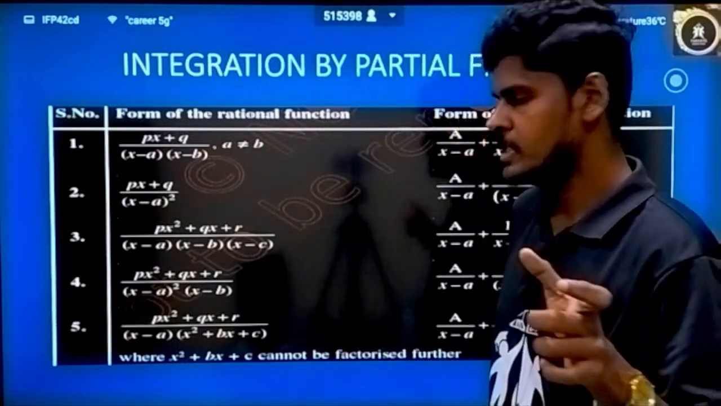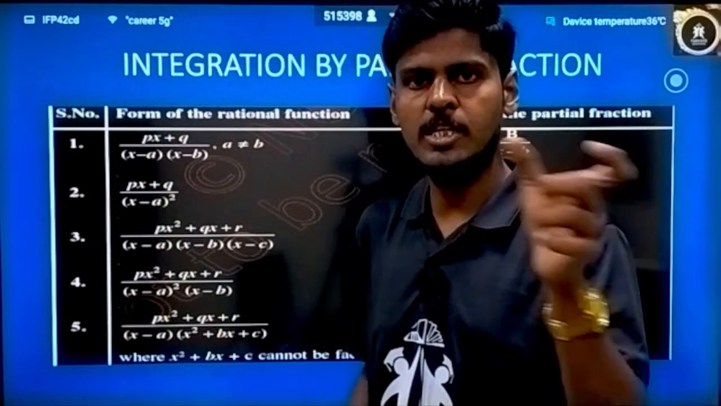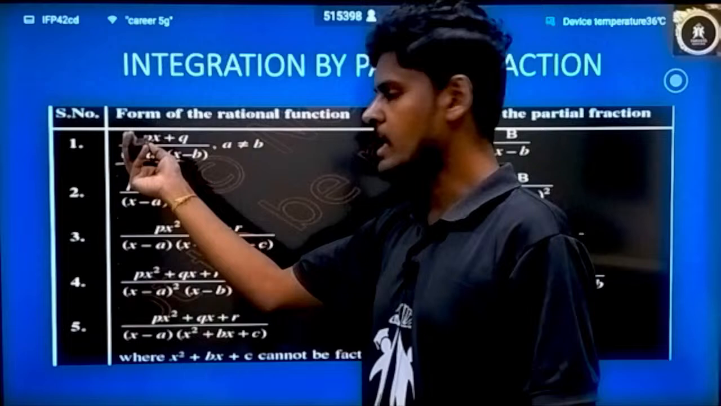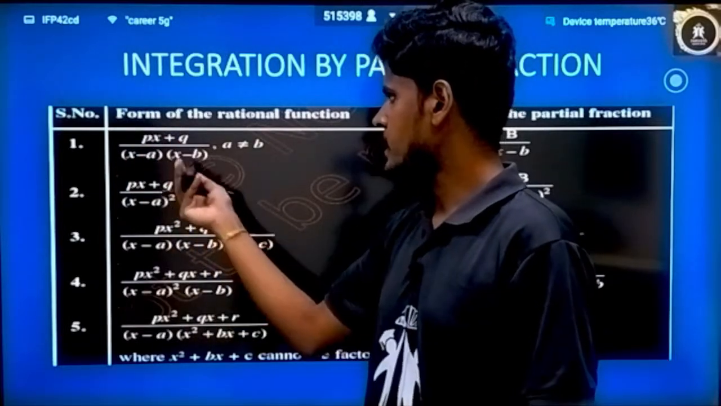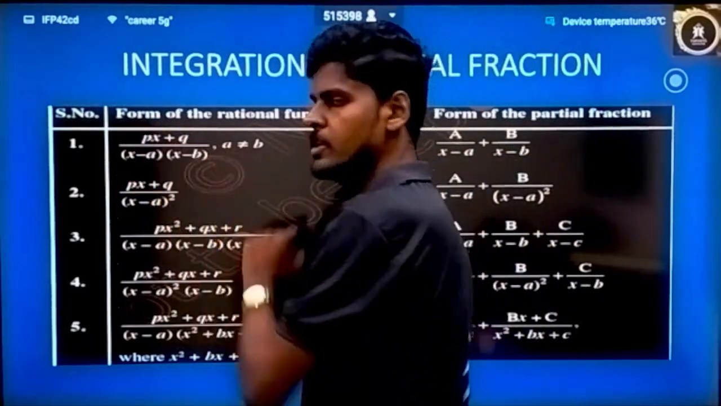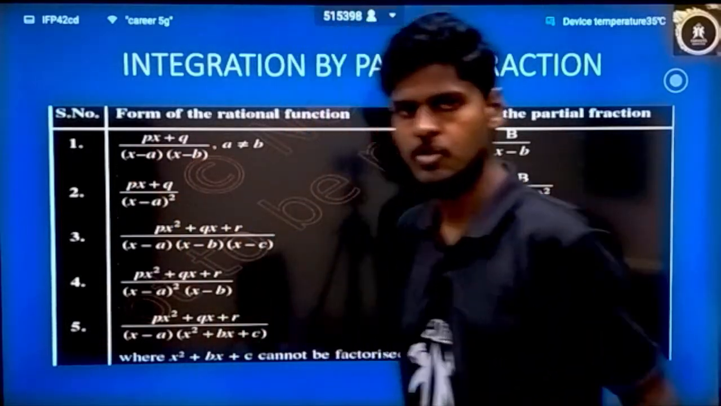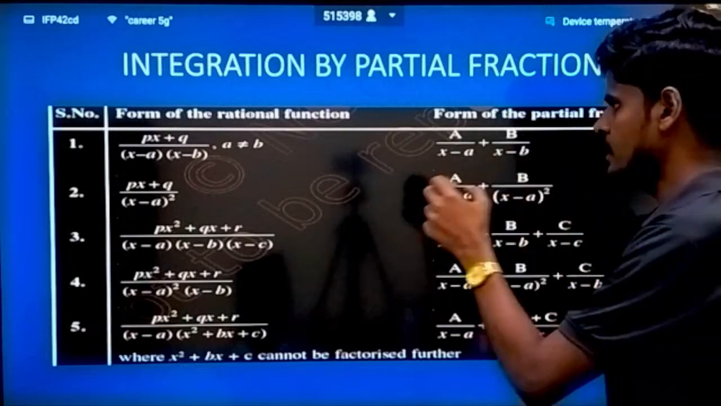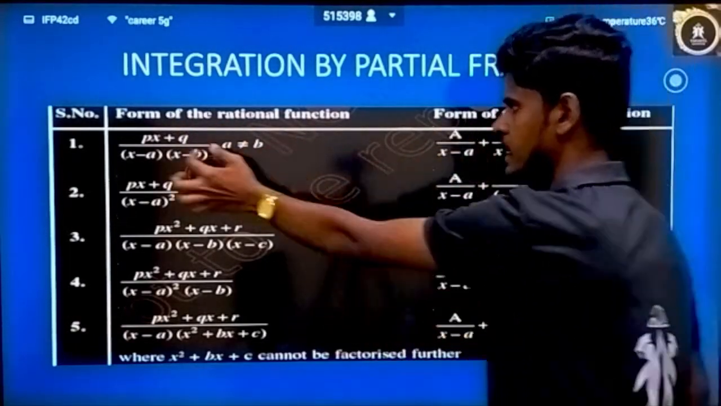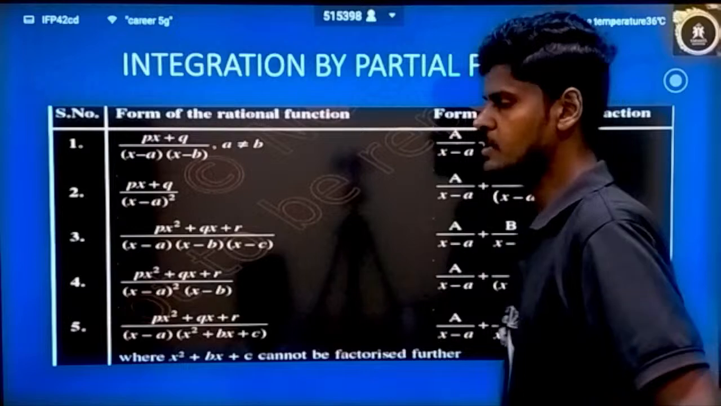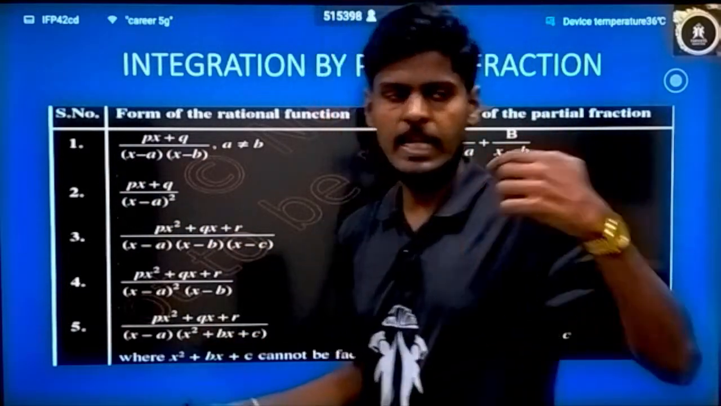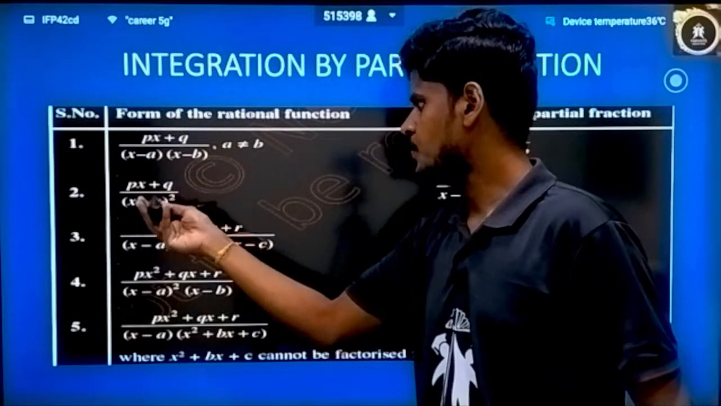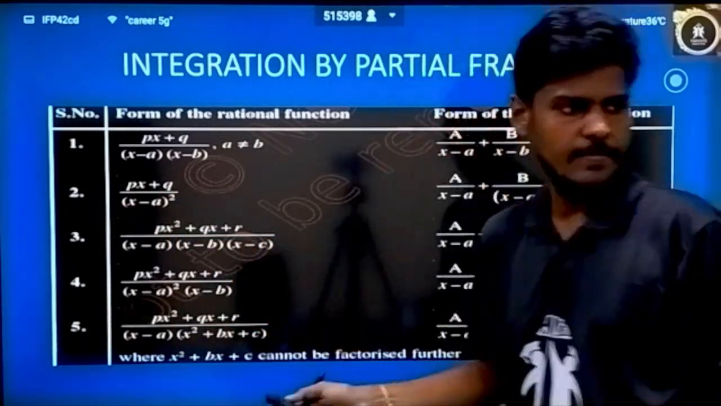Then when we divide, we will get quotient plus remainder by divisor. So we will get this value as (px + q) by (x - a). Here when we observe this, the degree of the numerator is 1, the denominator is 2. Then we have to use this type of splitting. That will be A by (x - a), write the first factor, plus B by (x - b). When we have linear factors, we will always split it like this, A by (x - a) plus B by (x - b).